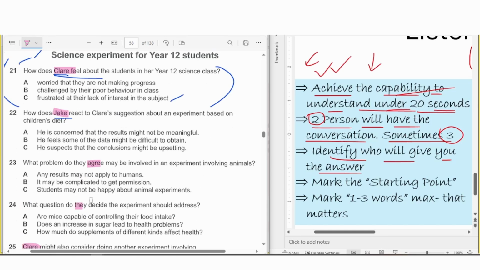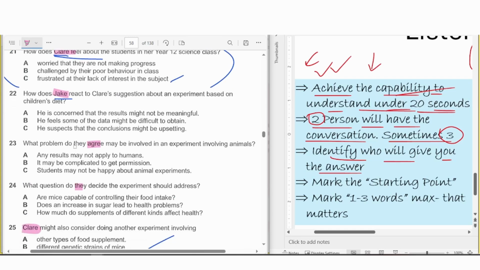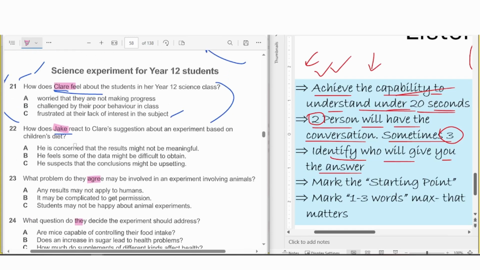We can see here for this one, Clary is a little bit more important than Jack. So when we solve this specific MCQ, we're going to give a little bit more value to Clary. Okay, so that's final. You need to understand which person is going to be important for you. Done. Okay, may I mark the starting point?